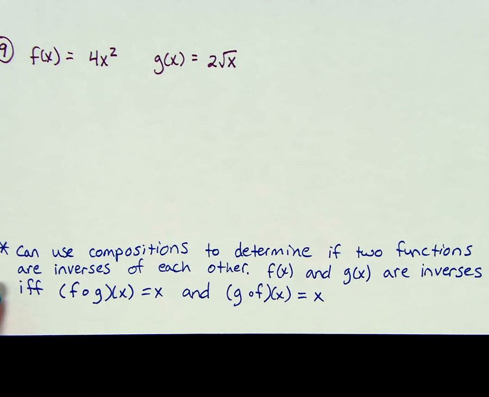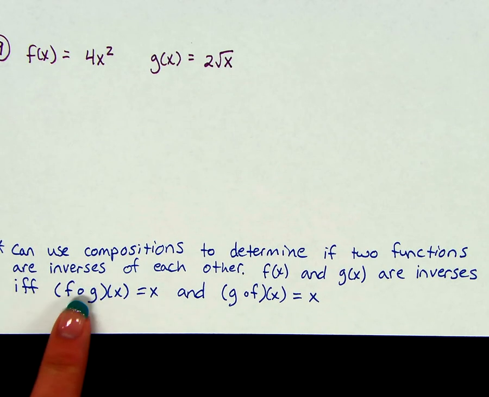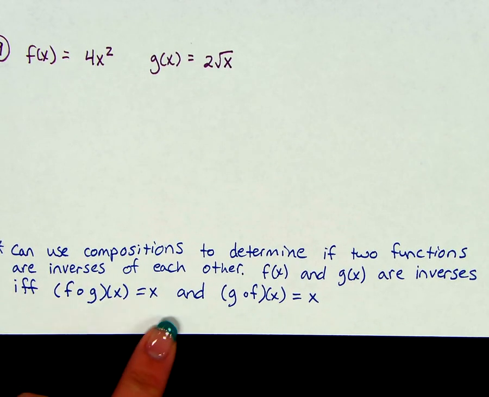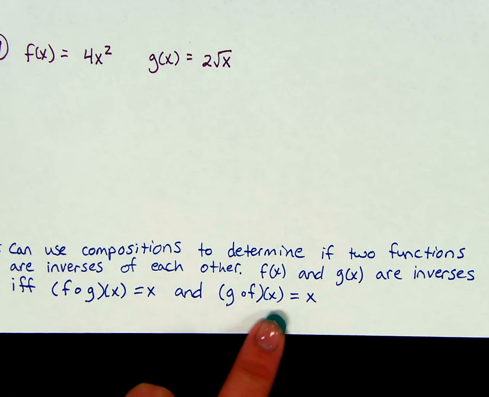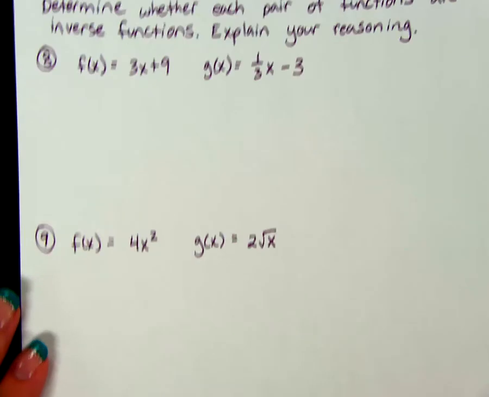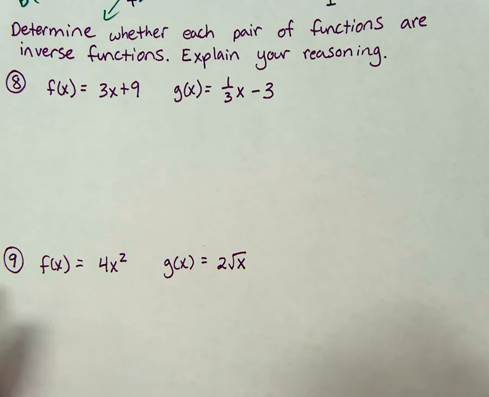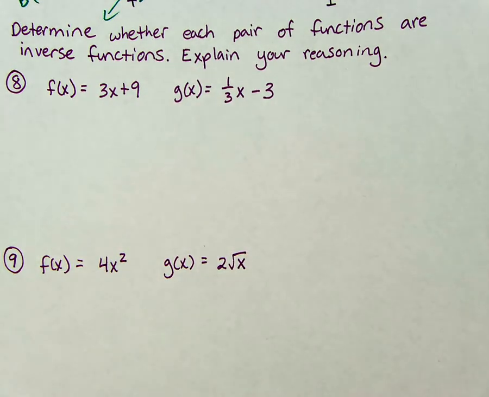So if we have f of x and g of x, they are inverses if and only if f of g of x equals x and g of f of x equals x. If they equal anything else when we do a composition, then they are not inverses of each other. Okay, and then for this part, the explain the reasoning, that's just going to be showing our work.